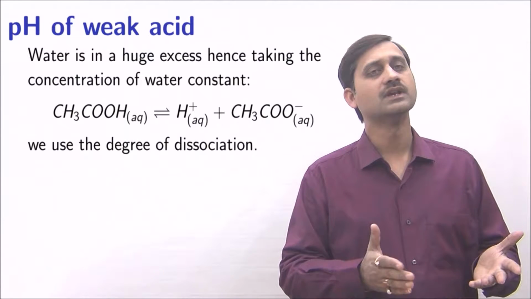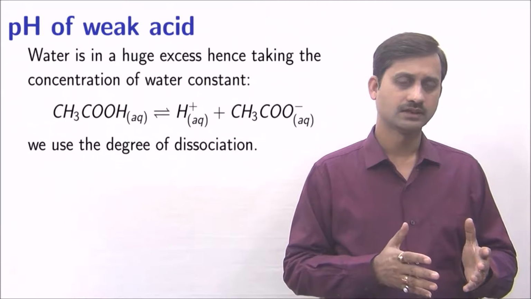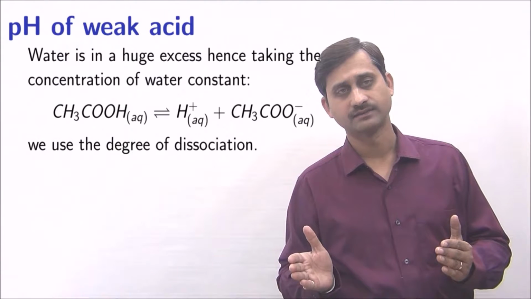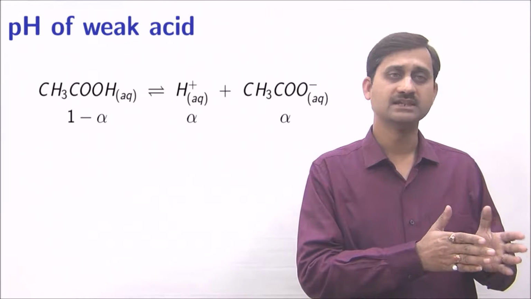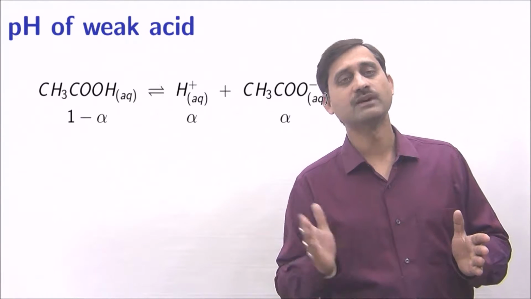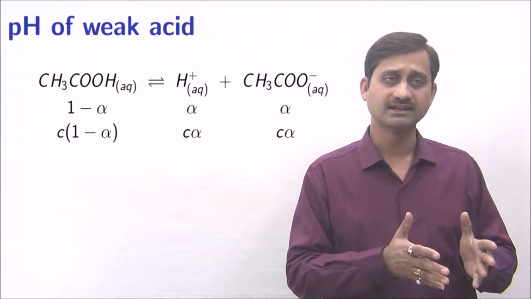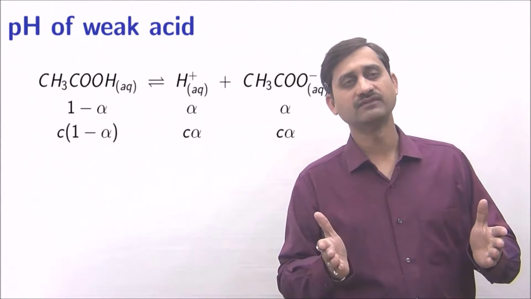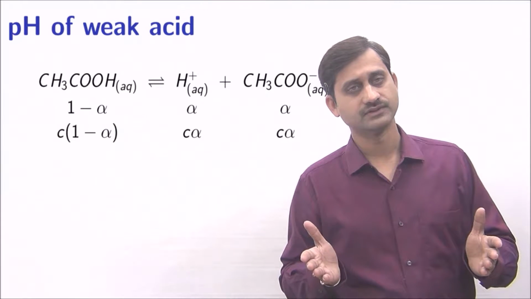So here again, we use the degree of dissociation. 1 mole of acetic acid, if completely dissociated, would give 1 mole of H plus and 1 mole of acetate ion. Now, if we consider that alpha moles of acetic acid is being dissociated, then it is going to give us alpha moles of H plus and alpha moles of acetate ion. Multiplying the entire equation by the concentration of acetic acid, that is C, we get C(1 minus alpha) giving C alpha of H plus ion and C alpha of CH3COO minus ions.